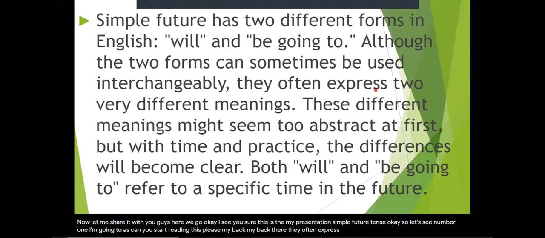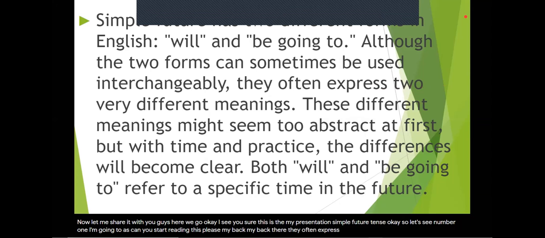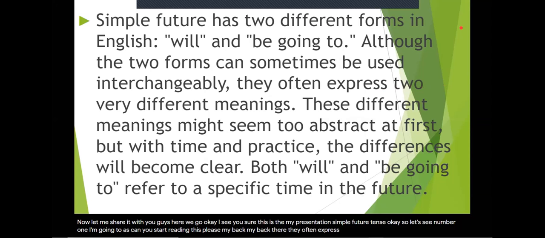They often express two very different meanings. But with time and practice, the difference will become clear. Be going to refers to a specific time in the future. Very good, very good. Thank you very much. So as you can see, be going to is future. Sometimes you're going to use will, but will is different than using be going to. Any questions here? Questions about vocabulary or anything?